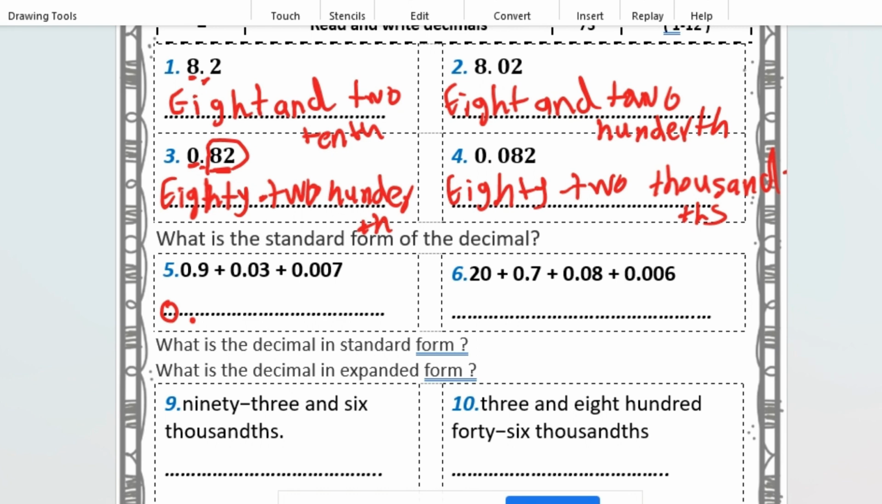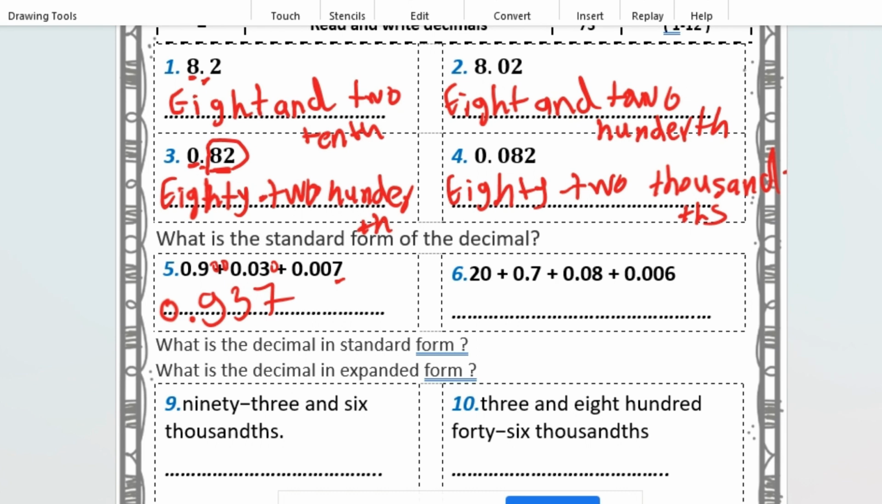And the tenth is what? 9, 0, 0. So it's 9. We just add, okay guys, we just add. So our hundredth here, we don't have, so it's 0 plus 3 plus 0, so it's 3. And thousandth, since we don't have any, so it's also 0. And here we have 7. So 0 plus 0 plus 7 is 7. So this is the normal form or the standard form.